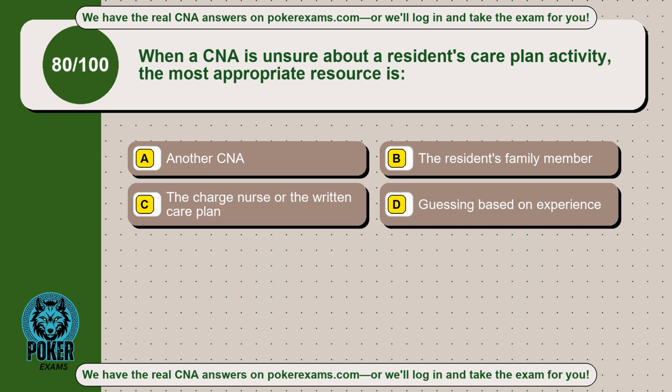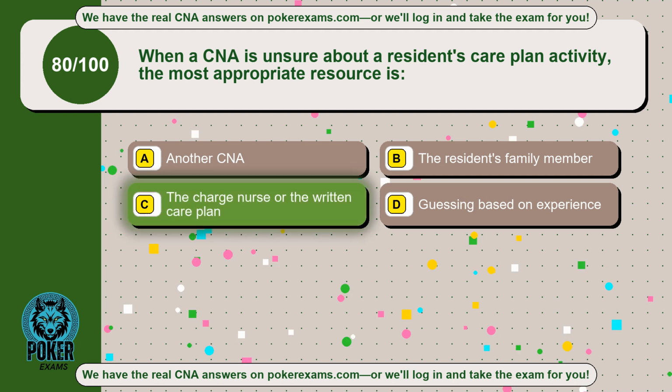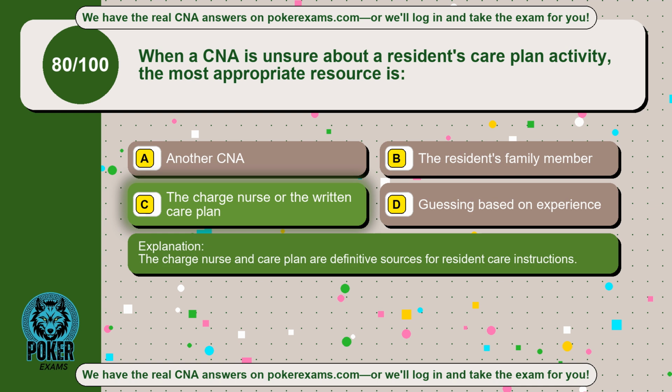Question 80. When a CNA is unsure about a resident's care plan activity, the most appropriate resource is: Option A, another CNA. Option B, the resident's family member. Option C, the charge nurse or the written care plan. Option D, guessing based on experience. The correct answer is option C, the charge nurse or the written care plan. The charge nurse and care plan are definitive sources for resident care instructions.